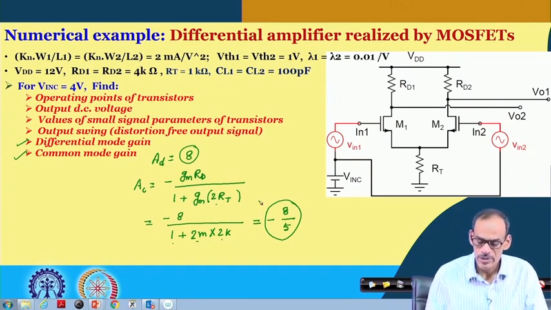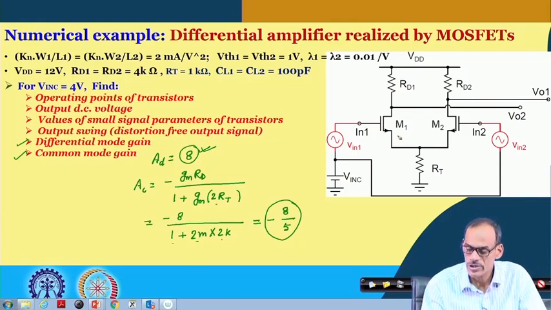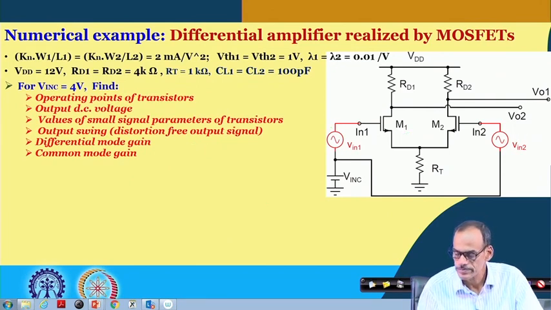So, the differential mode gain is 8 and common mode gain is minus 8 by 5. As anticipated, the differential mode gain is not so high because the MOS transistors have relatively lower value of GM, but whatever it is. Now, let us see what kind of signal we get at the outputs. So, again let us consider these two signals and consider mixed mode of operation, namely at the input we have both differential as well as common mode signal.